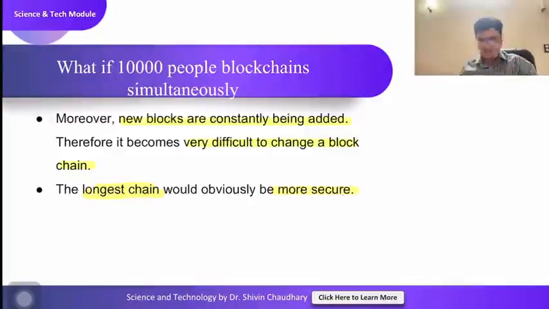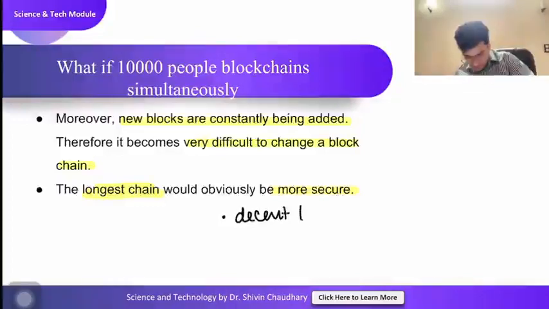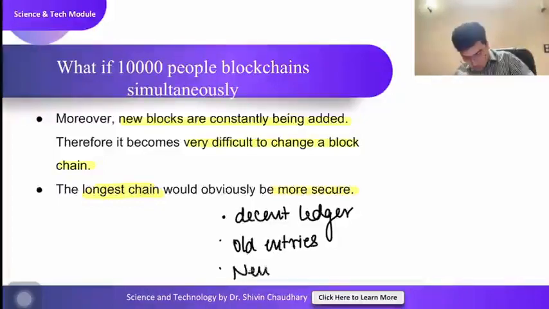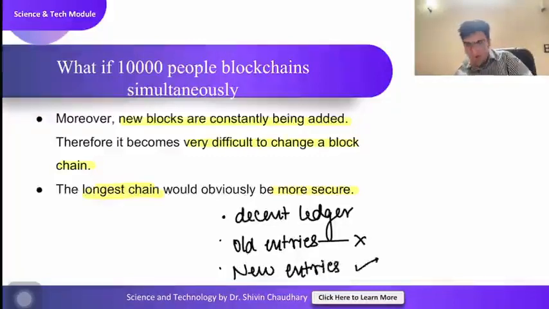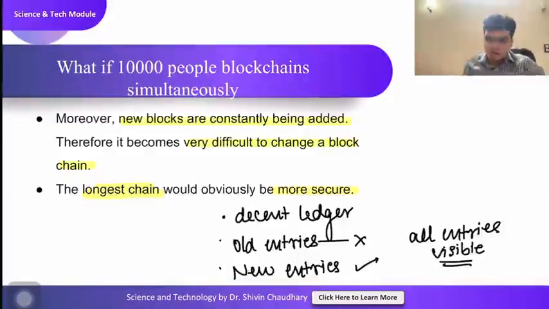Even if the basics of this is clear, it's fine. That it's a decentralized ledger. I'll tell you what you need to have understood. A, it is a decentralized ledger. B, that old entries cannot be changed. C, new entries can be added easily. Okay. And all entries are visible to everyone. Right? If this is understood, then we'll move forward. Okay, I hope this much is clear.